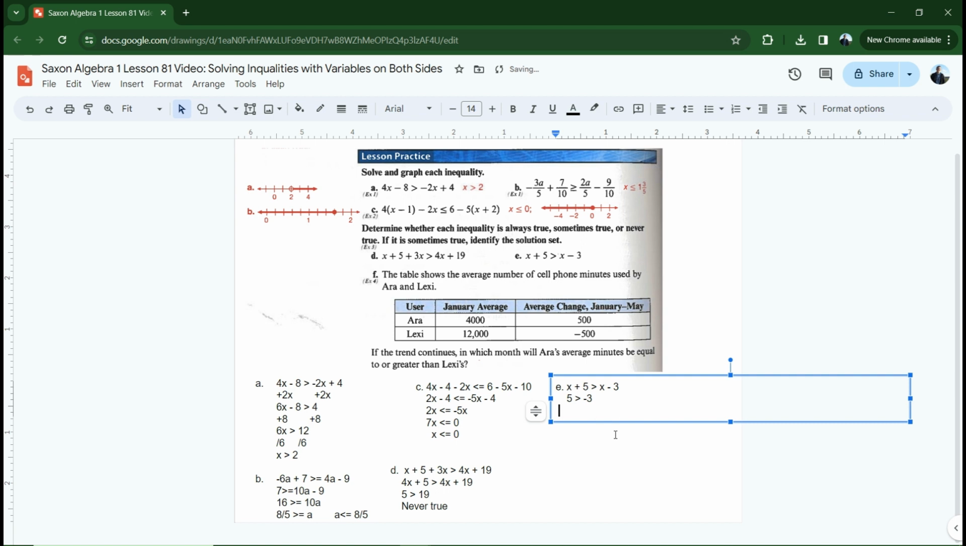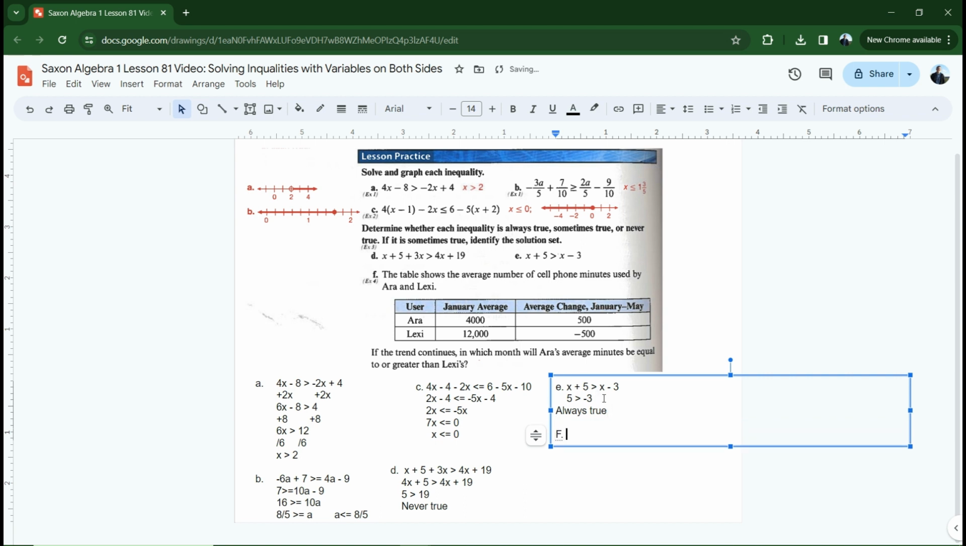Is that a true statement? Yes. And what that means is no matter what I plug in for x, this is always true. So for the last one, there's no value I can plug in for x to make the inequality true. For this one, anything I plug in for x makes the inequality true. And then finally, letter F.